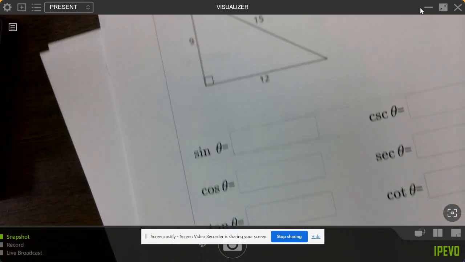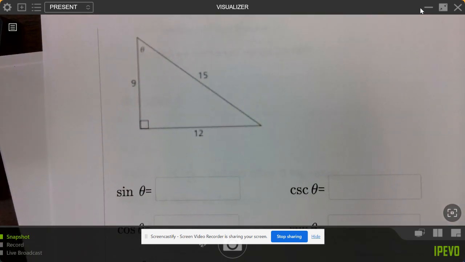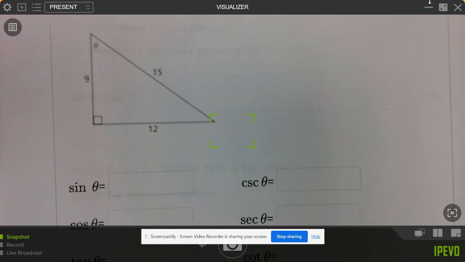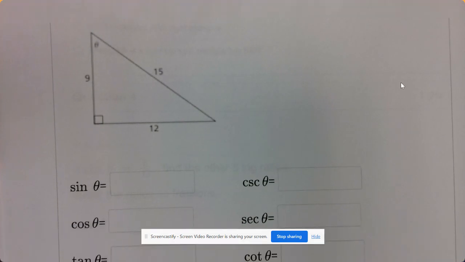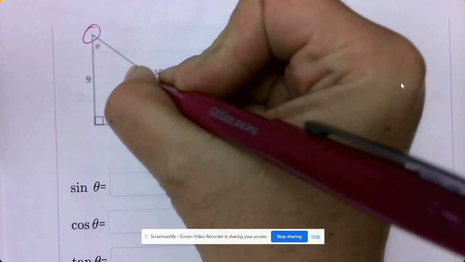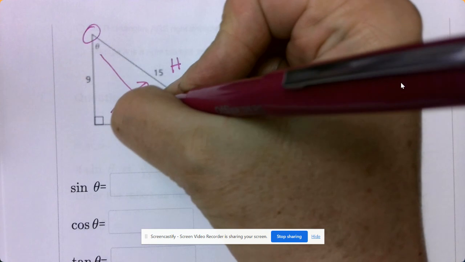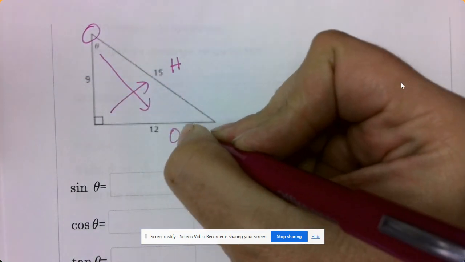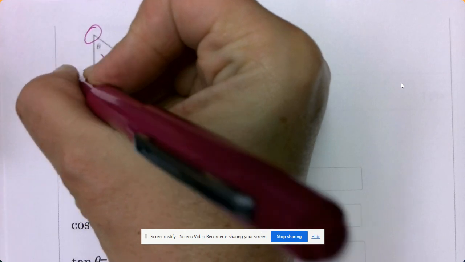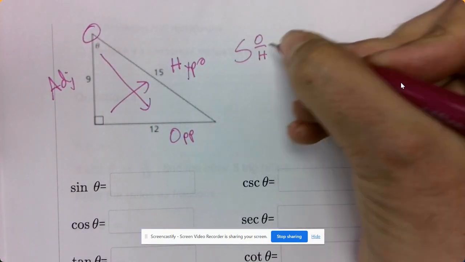Okay, so remember to do, we circle the angle, where the angle is. Diagonally across from the right angle is always going to be hypotenuse. Across from the angle is going to be opposite. Next to the angle is going to be the adjacent side. So we can do SOHCAHTOA.